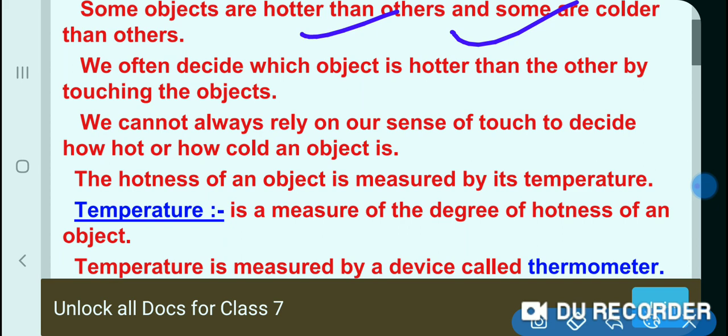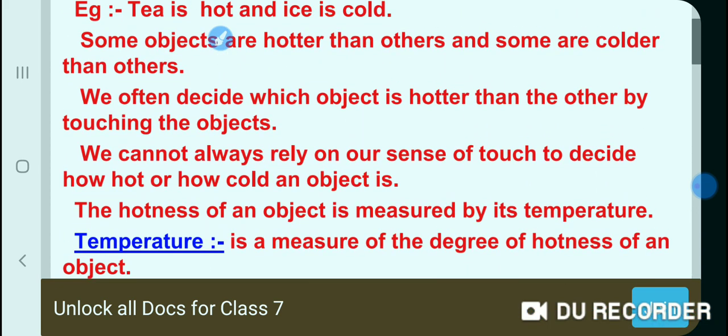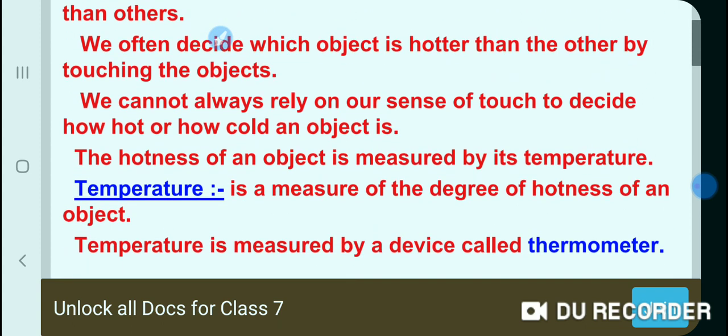But when there is a need to measure the exact temperature, the exact hotness and coldness of a body, then you cannot rely only on touch. Then you have to measure the temperature of that object with the help of a thermometer. So what is temperature?